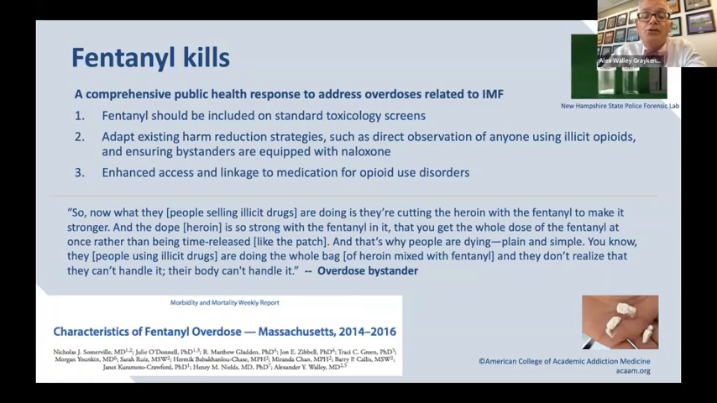So now what they are doing is they're cutting the heroin and the fentanyl to make it stronger. And the dope is so strong with fentanyl in it that you get the whole dose of fentanyl at once rather than being time released like the patch. And that's why people are dying, plain and simple. They are doing the whole bag and they don't realize that they can't handle it. Their body can't handle it.